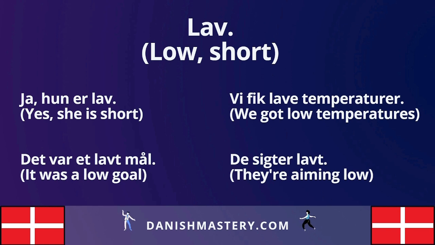But again, nobody says that in real life because it's too much work. Temperature is fine. Well, maybe if you're a beginner, you should do the dictionary style first, and later on you can cheat, like I talked about before. De sigter lavt. They're aiming low. So they're aiming at something because they're an archer or something, and then they're doing it low, right? In a low way. De sigter lavt.